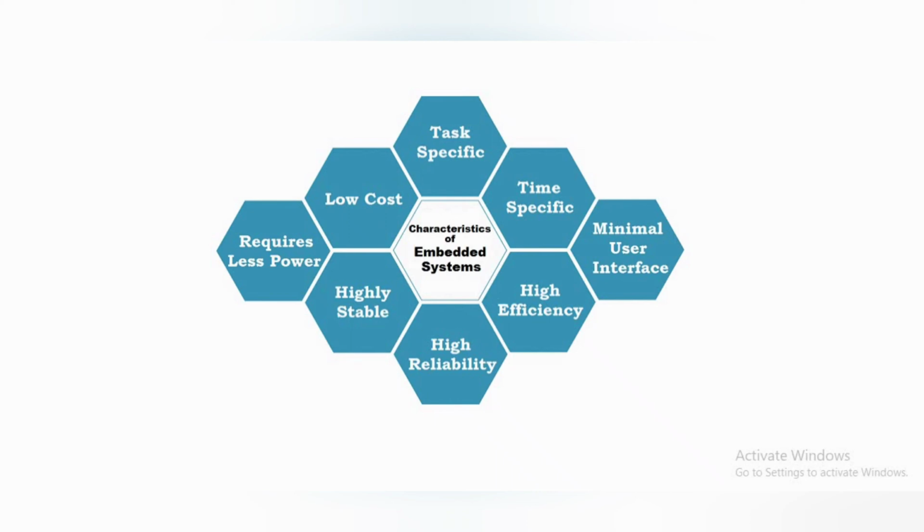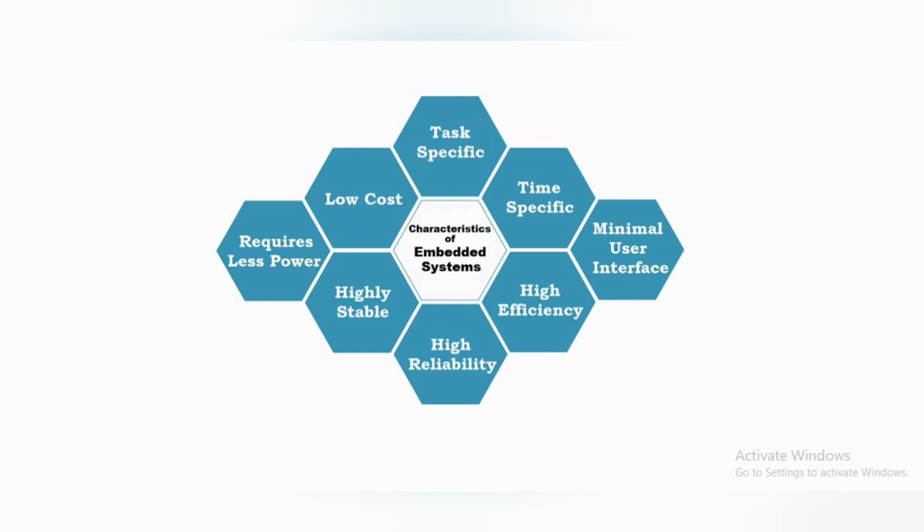Next characteristic of embedded systems: minimal user interface. Minimal user interface means any embedded system must be interfaced with different external peripheral devices, and for that we require some ports. Those ports must be minimal, so that the cost and the size of the system will be reduced.